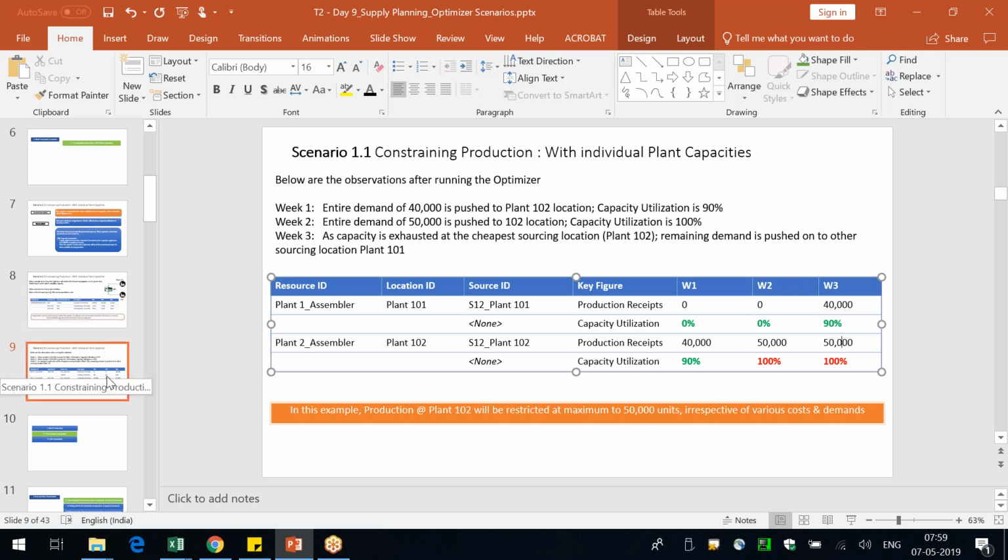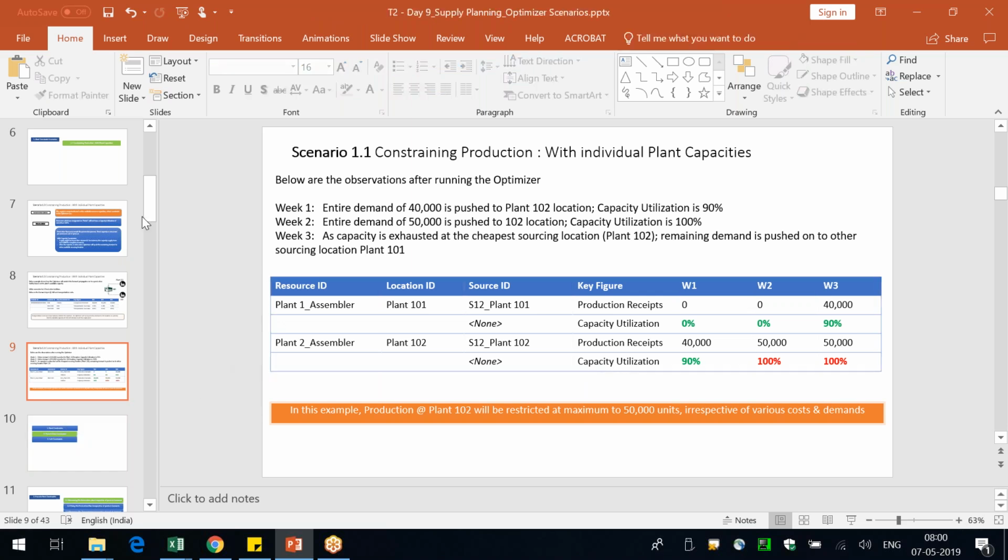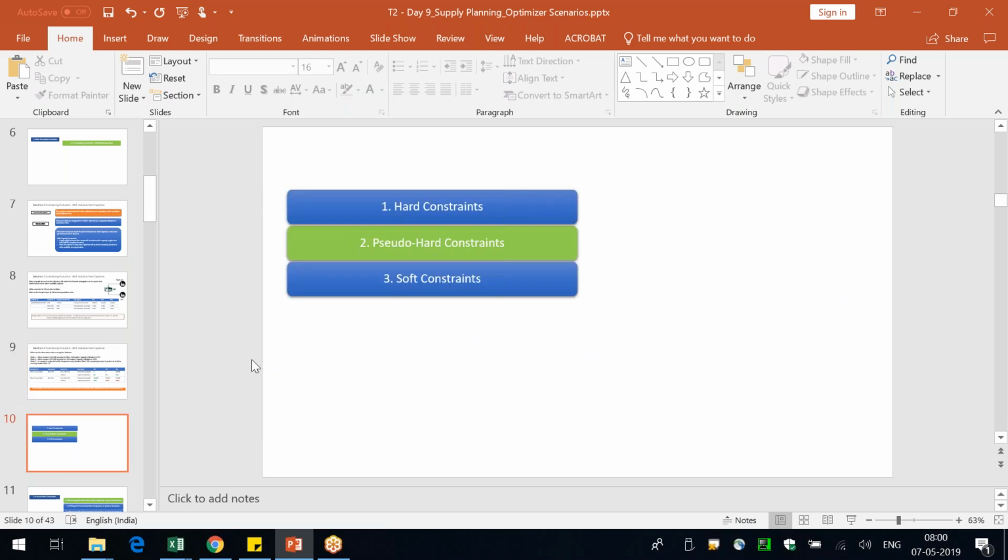And how about the heuristic? Heuristic will anyway not care, because heuristic assumes infinite supply and demand. So remember that the infinite heuristic will not read the plant capacities. For the optimizer, the plant capacity is a hard constraint, and it will respect it accordingly.